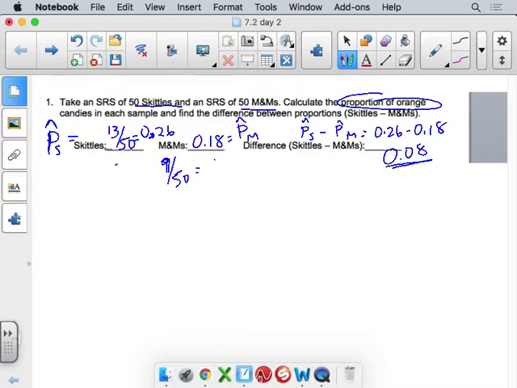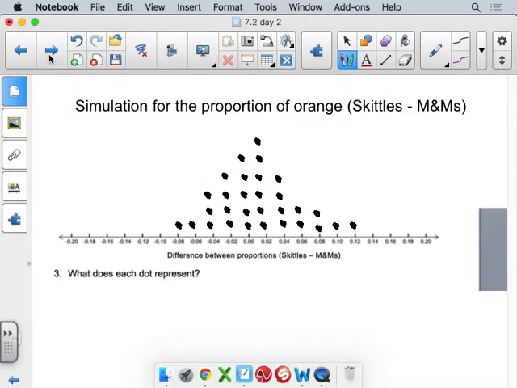What we would have done on number 2 is done a whole bunch of different ones. Instead, I've just listed a bunch of hypothetical ones. I'll circle in blue the one I just did: my one sample of Skittles had 0.08, or 8%, more orange candies than M&Ms. That's what this blue dot means. I wrote it up here: this is a simulation of a whole bunch of p hat S minus p hat M.